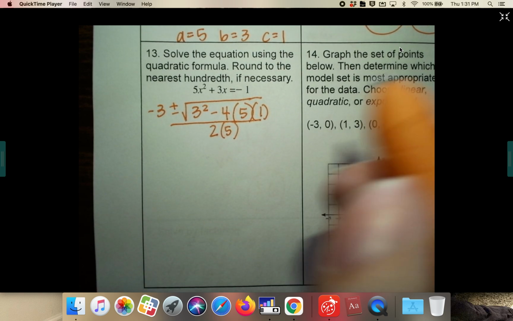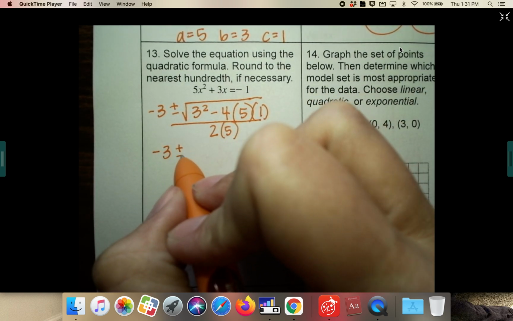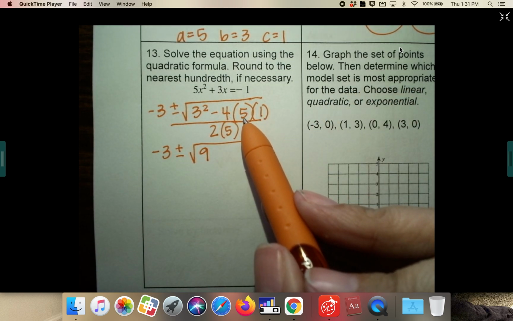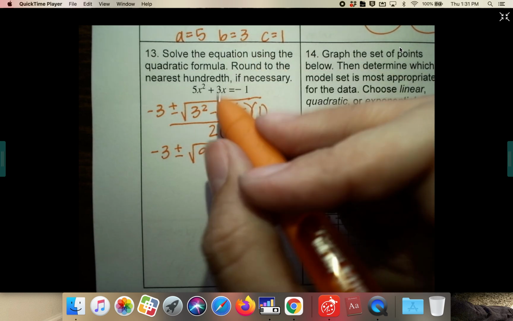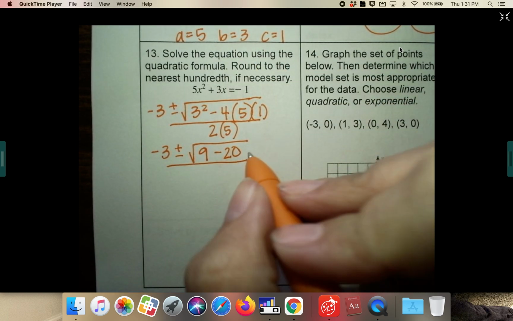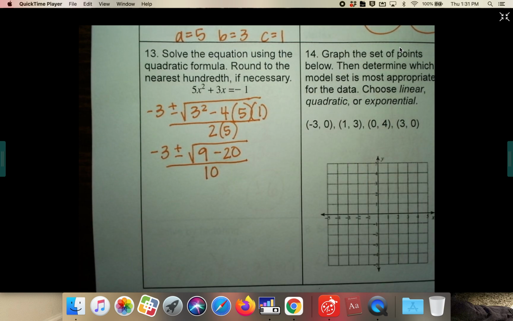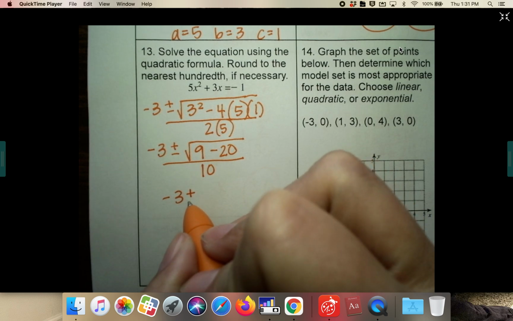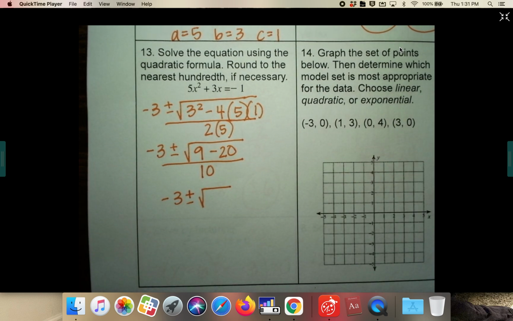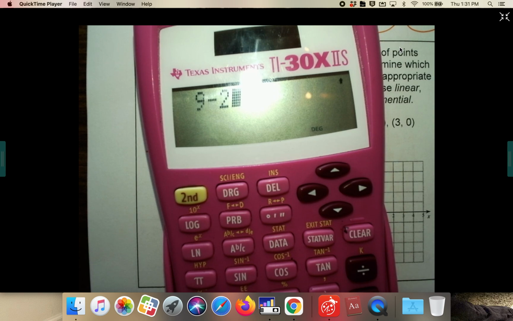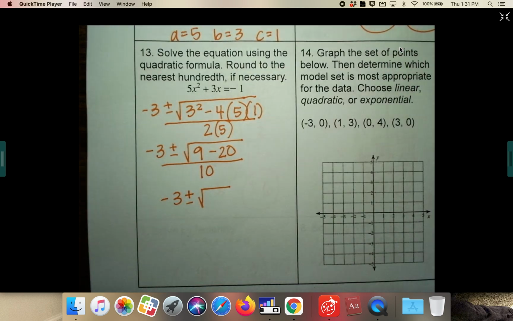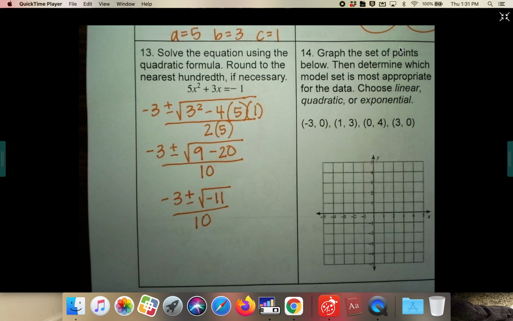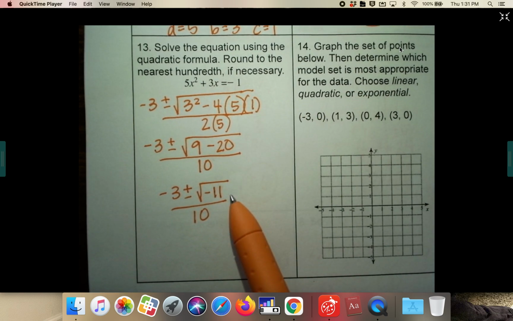Okay, let's just start breaking it down. Negative 3 plus or minus the square root of 3 squared is 9. Negative 4 times 5 is negative 20 times 1 is just negative 20, so minus 20, divided by 10. Okay, negative 3 plus or minus the square root of 9 minus 20 is negative 11, divided by 10. Okay, I'm going to go ahead and stop you right here.